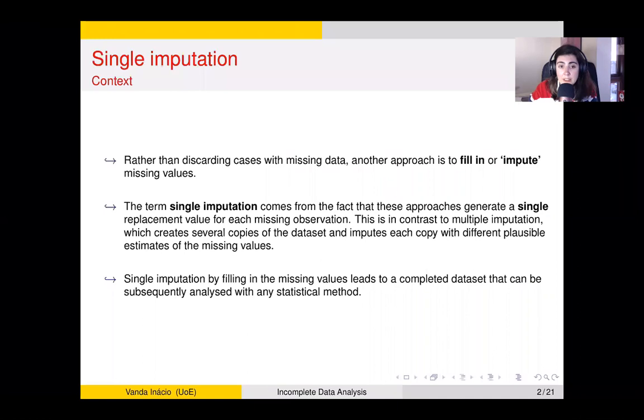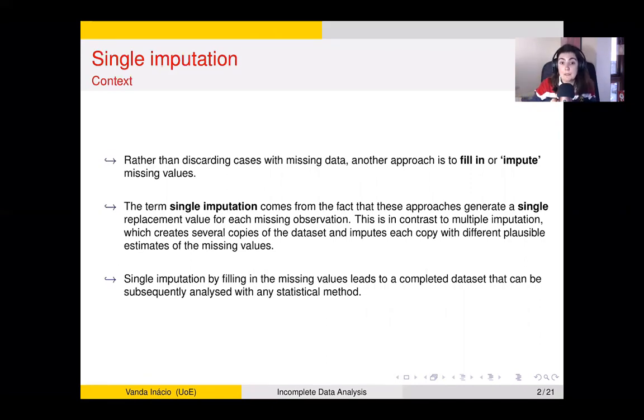And the idea is that rather than discarding individuals with missing observations, another possibility is to fill in, or to impute, the missing values. Basically, what these approaches do is generate a single replacement value for each missing observation. And because we are only generating a single replacement value, we use the designation of single imputation, and this is in contrast to multiple imputation, where several copies of the dataset are created, and then for each copy of the dataset that we have created we impute the missing values with plausible estimates.